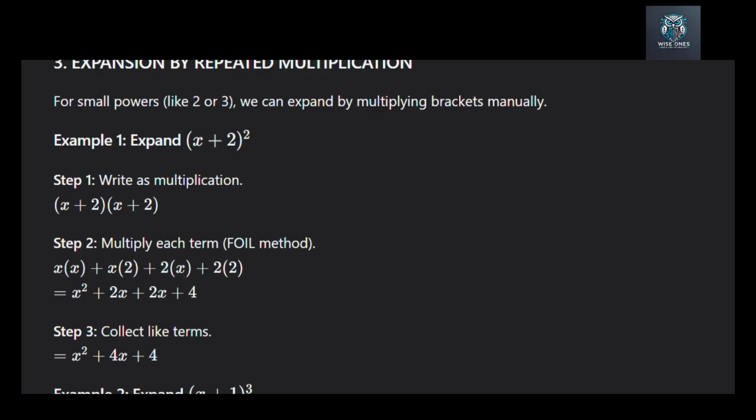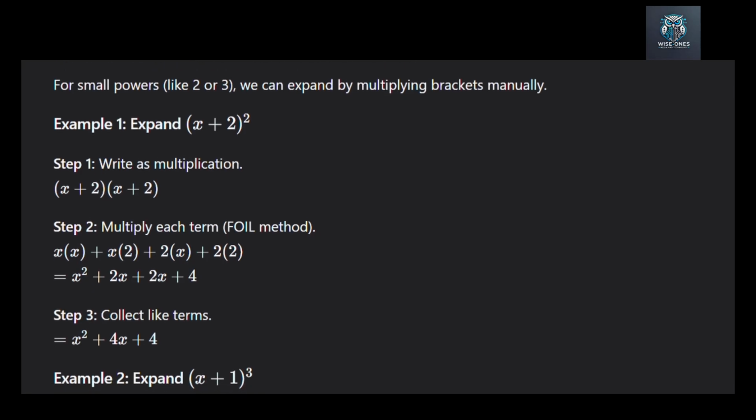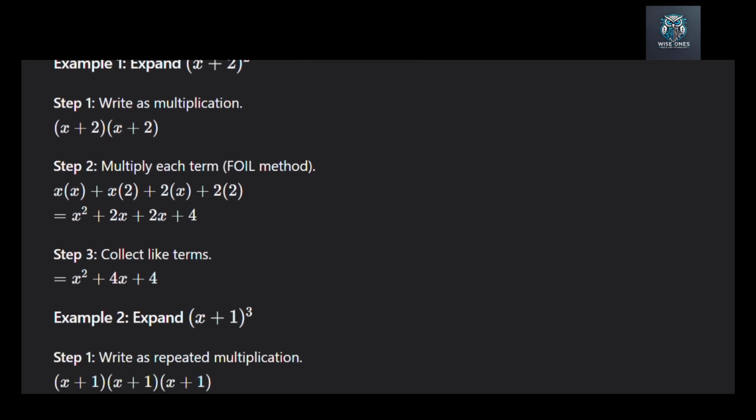Step 3 is to collect like terms. Look at the middle parts. We have positive 2x and another positive 2x. If you have 2 apples and you get 2 more apples, you have 4 apples. So 2x plus 2x equals 4x. So our final answer is x squared plus 4x plus 4. Please write that down in your notes. Let us try a slightly harder one. Example 2.